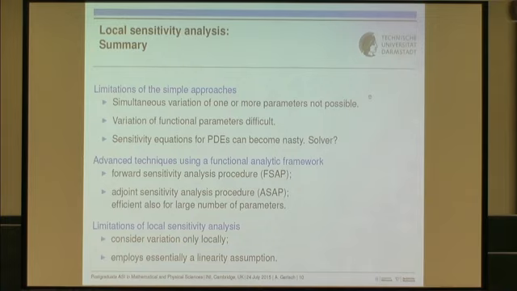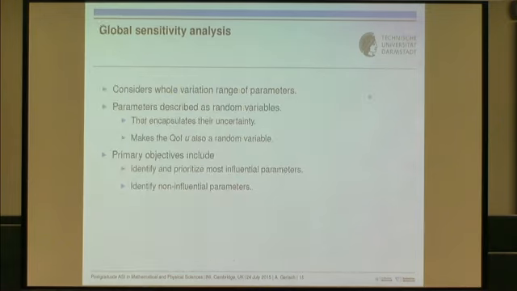A limitation of all those, also of the advanced techniques, is that we consider variation only locally and we employ essentially a linearity assumption. Global sensitivity analysis will go beyond that because we consider the whole variation range of the parameters, and the parameters are now described as random variables that encapsulate their uncertainty, and this also makes our quantity of interest a random variable. And the primary objectives of global sensitivity analysis include to identify and prioritize the most influential parameters, or sometimes equally important, to identify non-influential parameters because you can kick them out of your model.